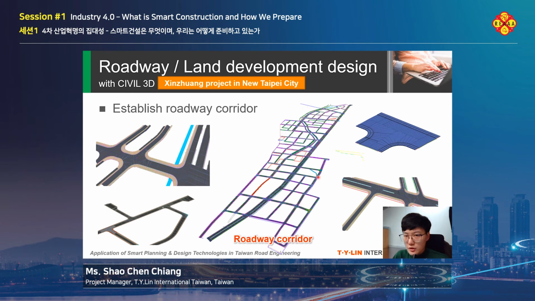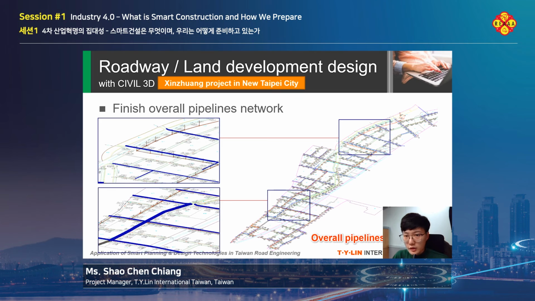So we also generate all our roadway corridors here. It is the combined corridors. So you can see we do the roadway intersection component, all of the corridor components here. Also, for the pipelines, we have our overall pipeline networks. The blue one is the drainage system, and the brown one is the sewage system, and so on. And we also reference the 2D drawing here, so you can see the corresponding parts.